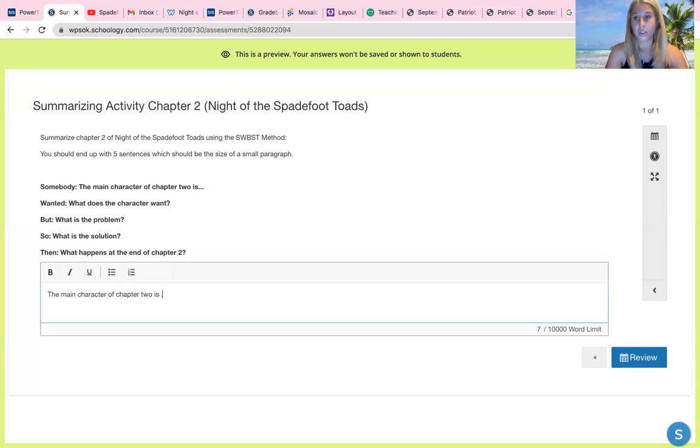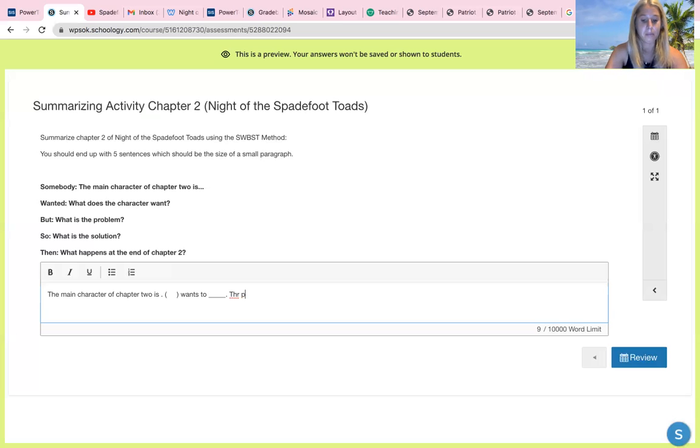You can now go on to your next sentence because we're going to be making a paragraph, okay? So what does the character want? You would put in the main character right over here. I'm putting parentheses because I'm not going to give you the answer. So blah, blah, wants to, blah, blah, okay? In your next sentence, it may be longer than that. I don't want to give away any answers because I want to see that you've read it.